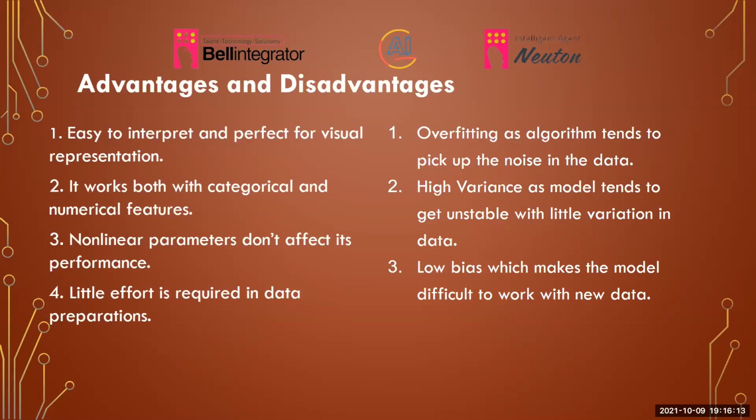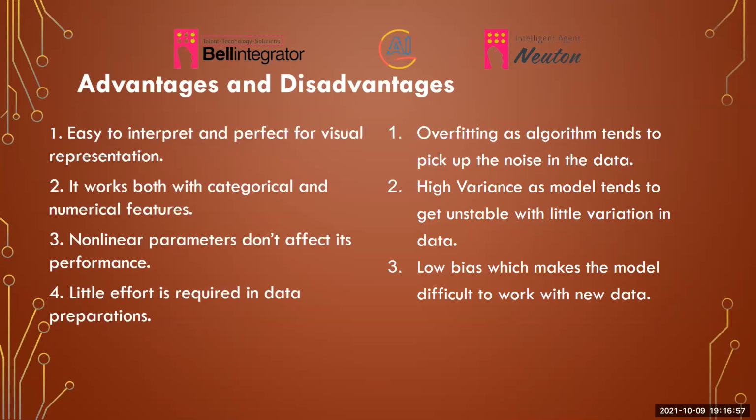But as I stated some good pros of it, there are some very bad cons of it, like overfitting. Overfitting, as it tends to pick up the noise, is the bugger in the decision tree algorithm. You cannot expect your decision tree model to come out without overfitting. Overfitting is very common. Then it has very high variance. And with even a little variation in the data, the model gets really unstable. And it has low bias. When you work with new data, it is a bit difficult to adjust.